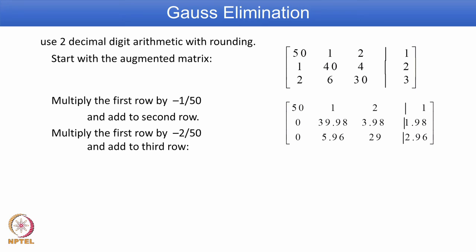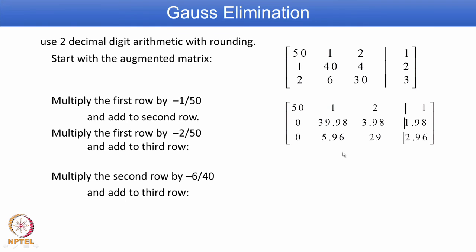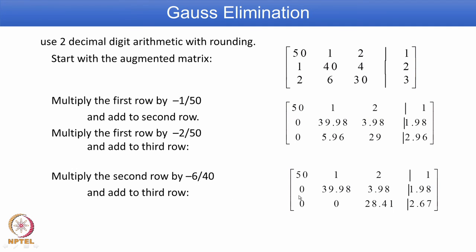So, the lower part has to go to 0. That means, in this case we have to make the second element of the third row also 0. So, to do that we have to perform one more operation as given here: multiply the second row by 6 by 40 and add to the third row, and that will result in the second element in the third row as 0. The remaining values get adjusted as shown here.